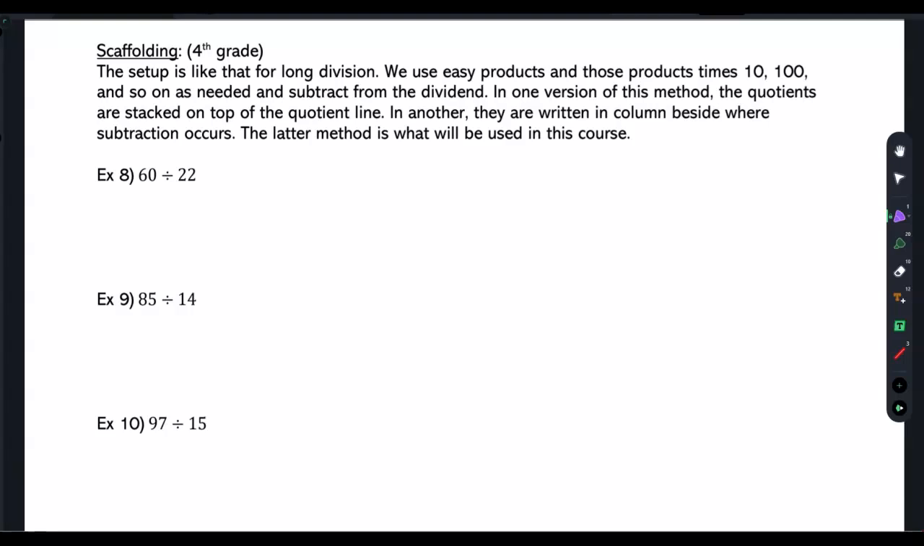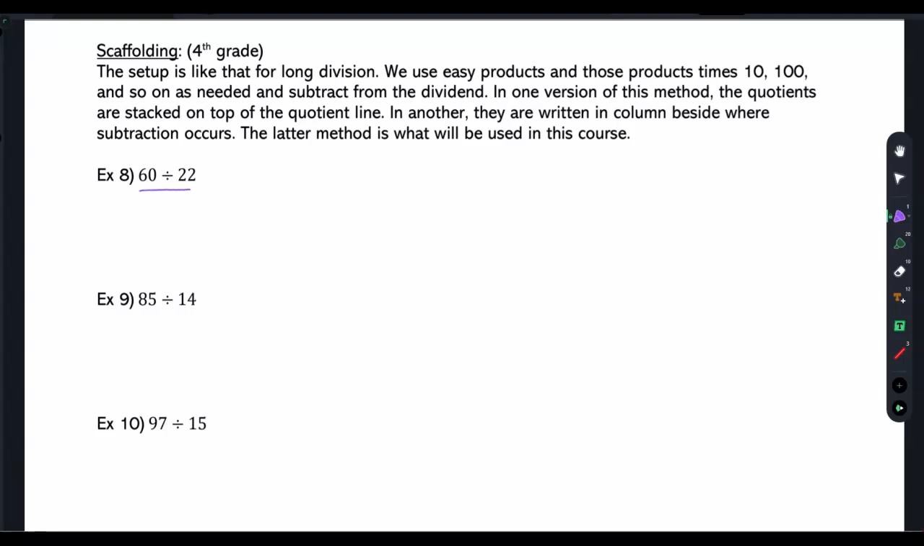This is a good introductory method to division. Keep in mind that when students first learn division, they're really still learning their multiplication facts too. So the fact that this uses easy multiples can make that transition a little easier. And it also makes sure that your students understand what division actually is because it's using this repeated subtraction, which is what we're doing. So our setup is going to be like long division.